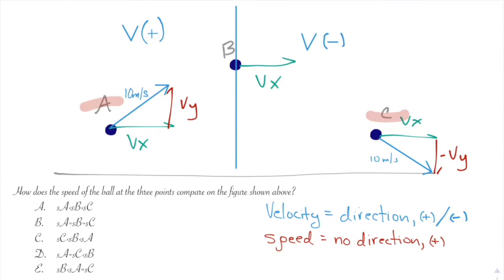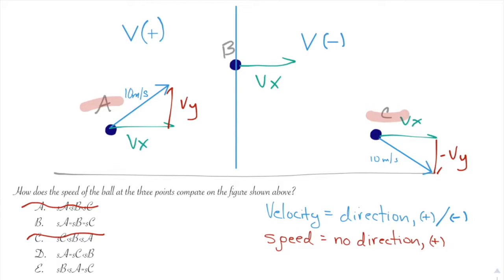So we're looking for the answer that's going to tell us that the speeds of A and C are equal. And so that would not be A, that would not be C, and that would not be D, and so we can cross those out automatically because they don't say that A and C are equal. The speed at point B, like we said, is 0 in the vertical direction. It does have some speed in the horizontal direction, but in the vertical direction, the speed is 0.